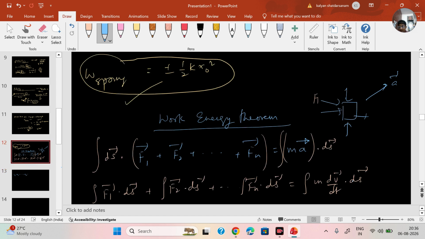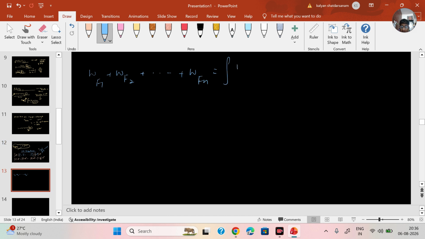Now let's focus on the right hand side. It is m dv by dt dot ds. This dt, I will take it to this term.